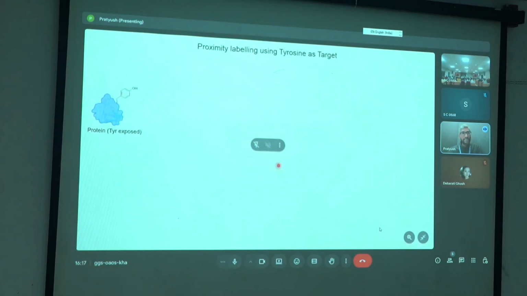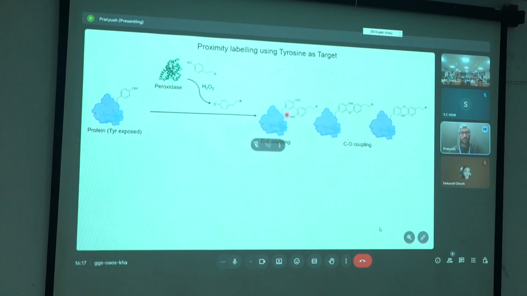However, this APEX can also activate the tyrosine of the protein, similarly providing a BioID-type map. So utilizing peroxidase and tyrosine-exposed protein, when you provide hydrogen peroxide, a phenoxy radical is generated, and this phenoxy radical can be used to couple tyrosine of the protein, making protein tagged with an R group. R can be biotin, azide, alkyne, or anything else you want, maybe a fluorophore or anything.